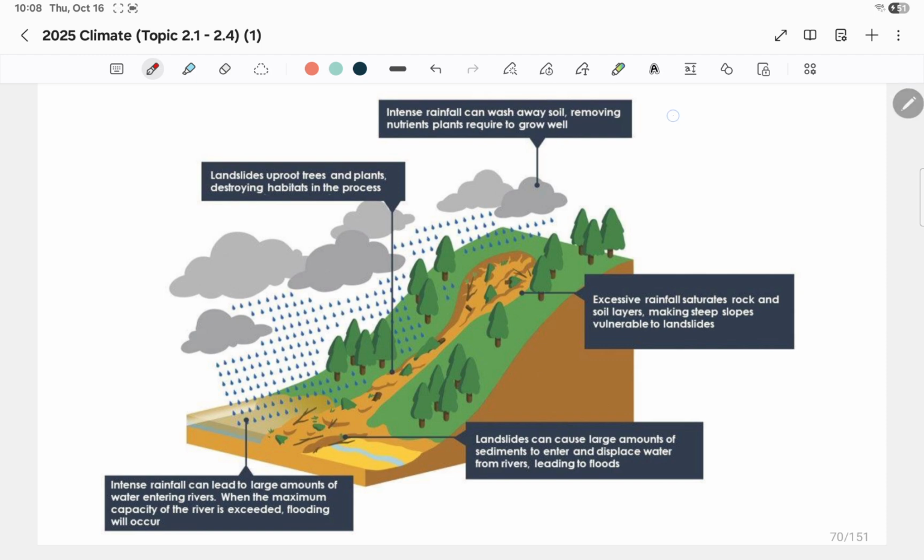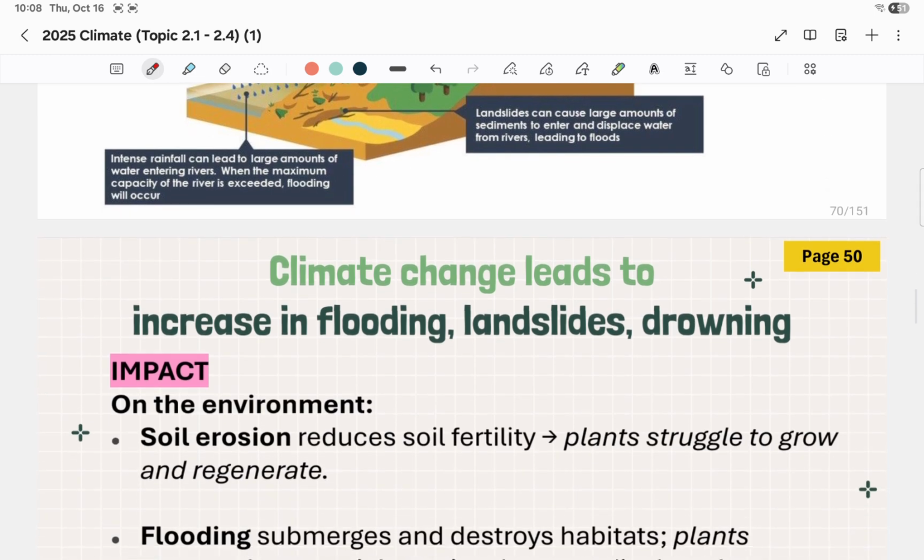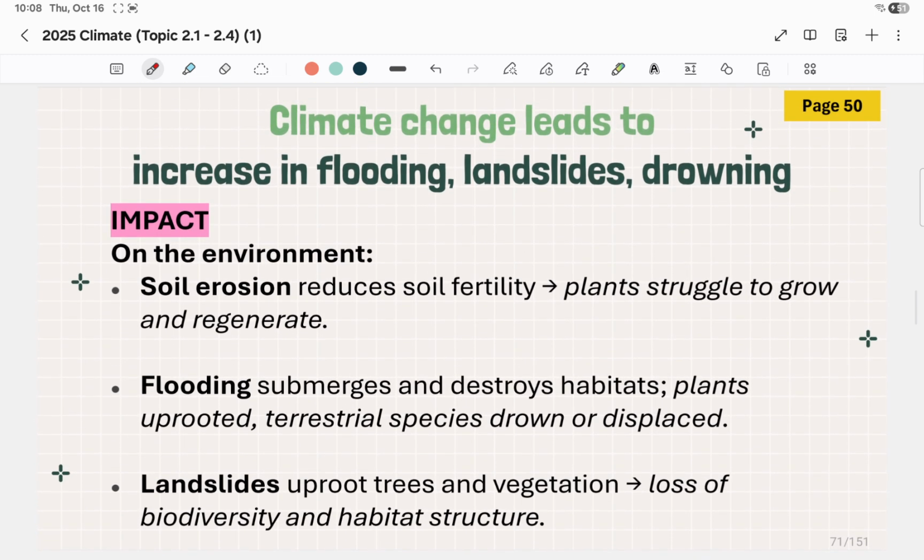So this here is very important: it's not in the textbook, but it's in SLS. So you're expected to know this, okay, because it's in SLS. It's just that it's not in your textbook for some strange reason. In your textbook it only mentions the flooding. Alright, so what happens then? Flooding, I think the case study of the rhinoceros is very obvious. It destroys habitats, so plants get uprooted, the species die, they drown, right? And besides that, also take note of this soil fertility part, soil erosion, and then landslides as well. Okay.